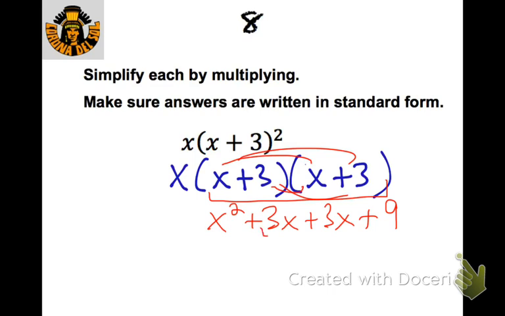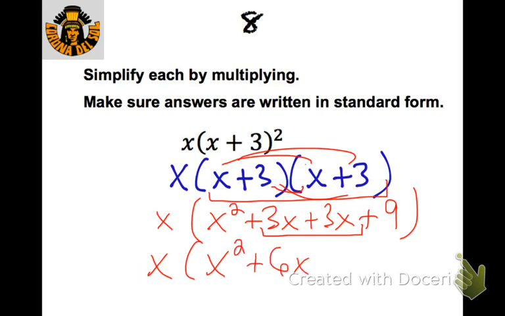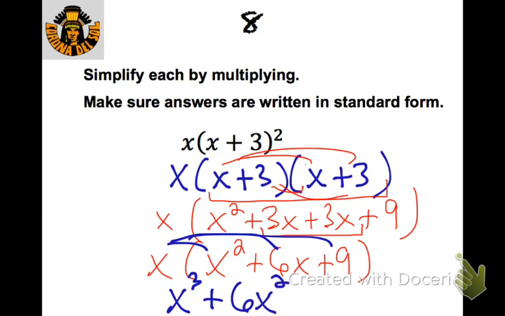And then I'm still bringing this x down. And then I'm going to combine these like terms. So that's going to be x squared plus, when you add those, that's going to be 6x plus 9. And now we still need to distribute the x. So it's going to be x cubed plus 6x squared plus 9x. So that's our best answer there.